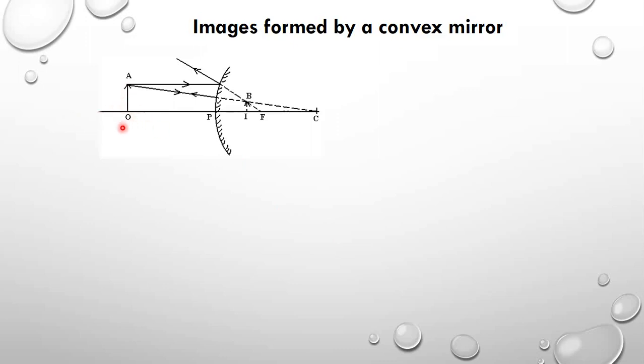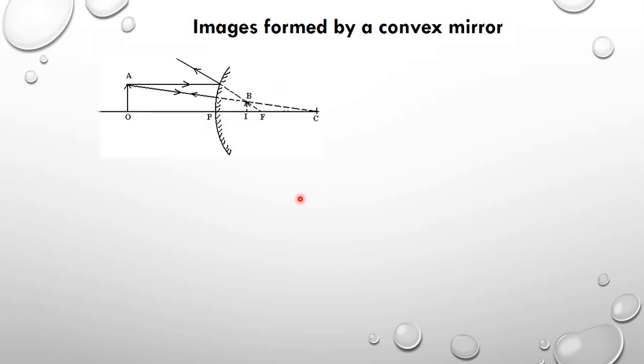If this is the object placed at any distance in front of the mirror, a ray parallel to the principal axis is reflected through the principal focus. Since it is a diverging mirror, it is going to diverge and it will appear to come from F. Also, a ray passing through the center is reflected along the same path. So the two rays will appear to meet at this point here, and therefore the image will be here.